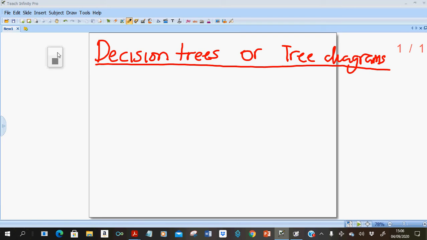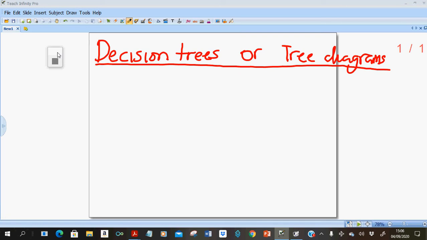Okay, welcome to lecture 4. In the previous lecture, we ended on conditional probability, and we now move on to decision trees, or tree diagrams. We have seen a contingency table before in the previous lectures. A decision tree is an alternative to the contingency table.